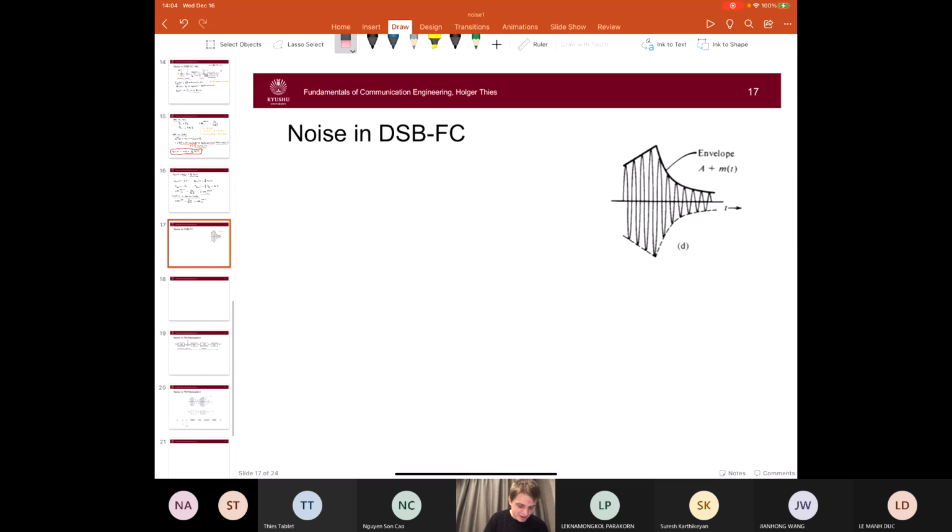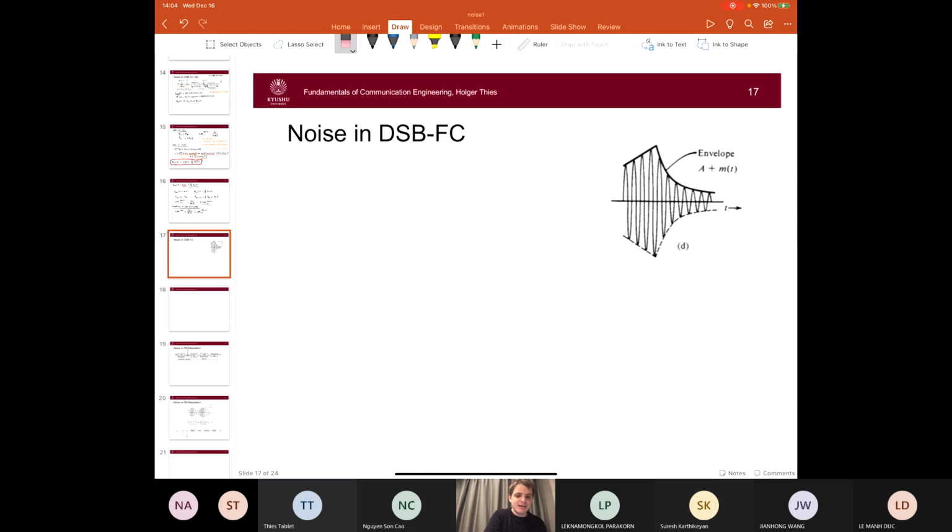So recall that the problem with double sideband suppressed carrier was that we don't send the carrier with the message, and that means the receiver also has to generate a carrier signal with exactly the same frequency as the sender of the message. And this is usually quite difficult to realize. So because of this, demodulation will be simplified or made cheaper if we also send the carrier additionally to the message. And this modulation scheme was called double sideband full carrier.